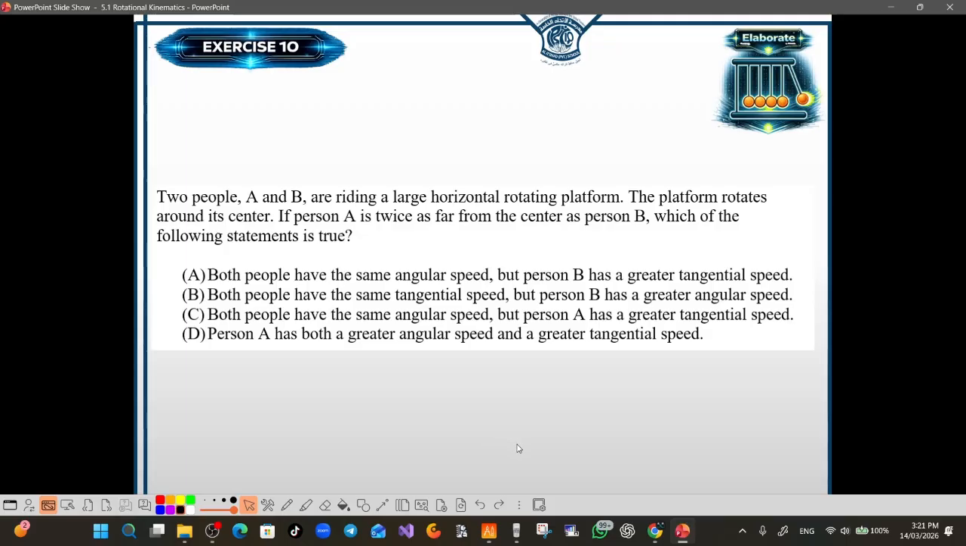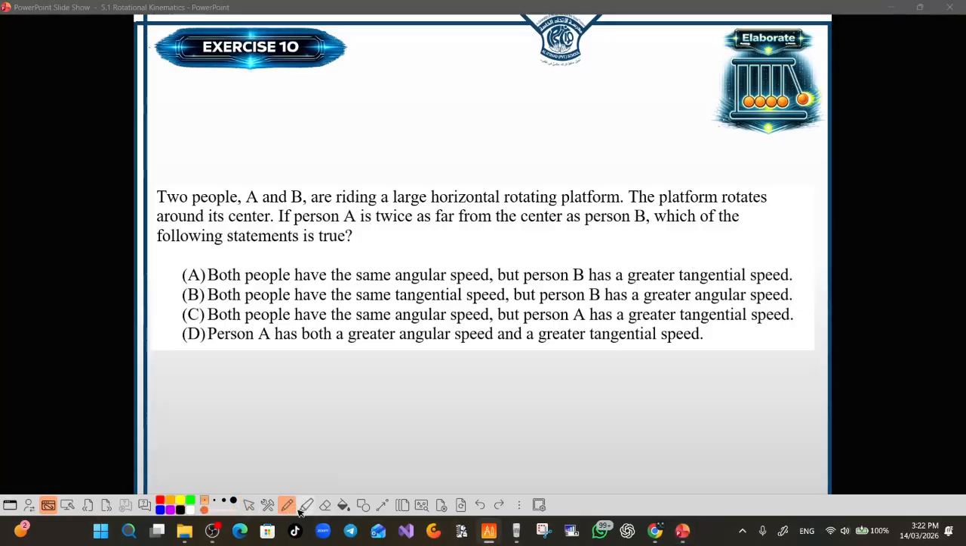Now, exercise 10. Two people, A and B, are riding a large horizontal rotating platform. The platform rotates around its center. Person A is twice as far from the center as person B. So this is the center, let's call it I. And here we have person A and person B, because person A is twice the distance of B. Which of the following statements is true?